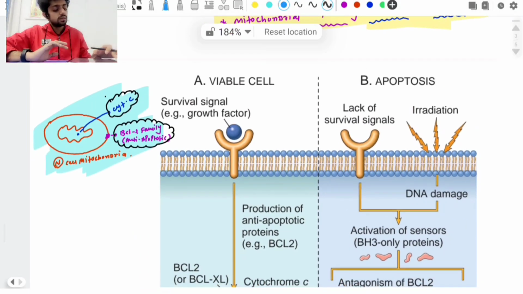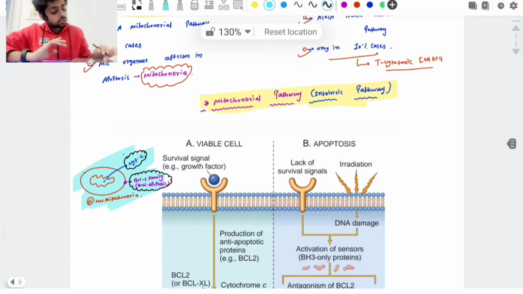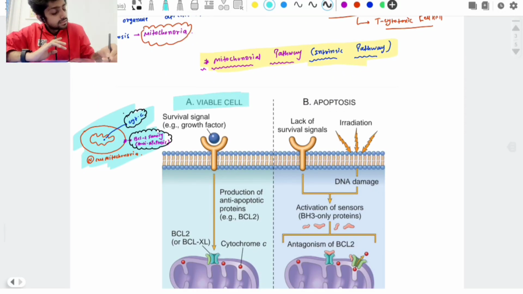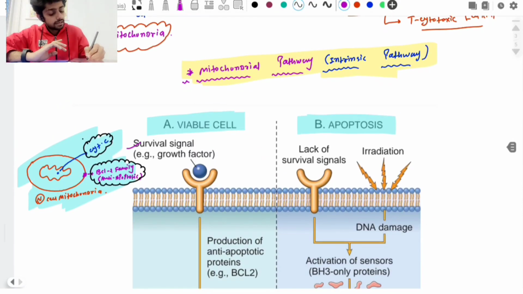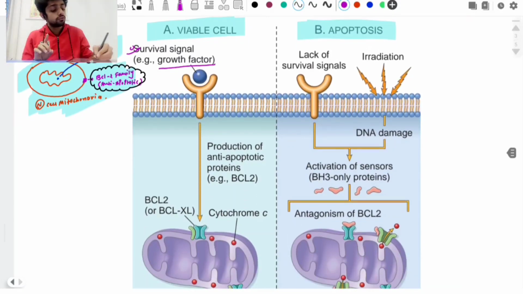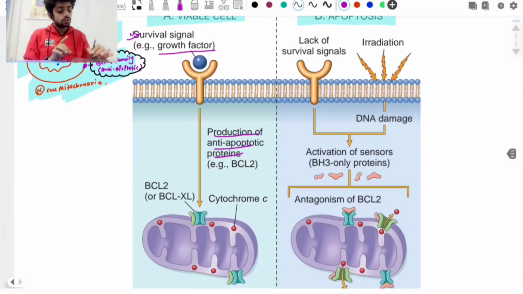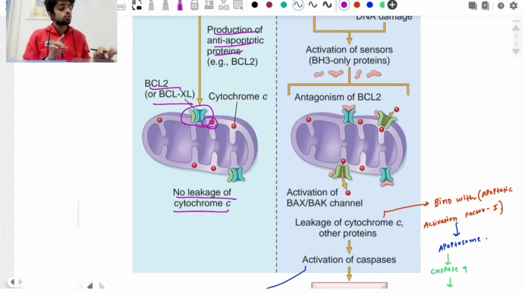Here is the image that I can directly share with you from Robbins. Normally these are viable cells, and these are apoptotic cells. When survival signals are present, for example if growth factors are present on the outer receptors, there is continuous production of anti-apoptotic proteins. Anti-apoptotic what? BCL2 family proteins, here BCL2 and BCLXL. They block the coming out of cytochrome C, so cytochrome C is not able to come out of the cell. So there is no leakage of cytochrome C.